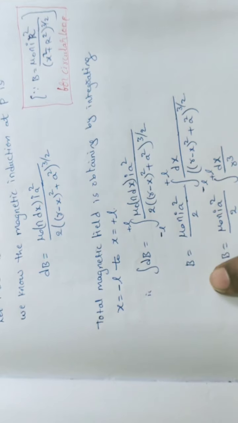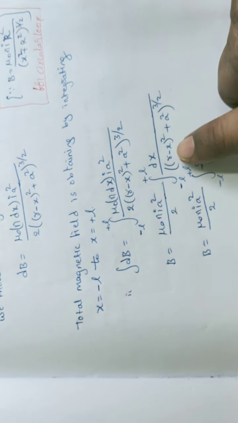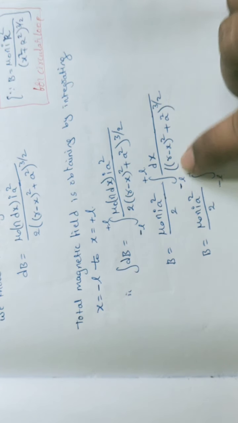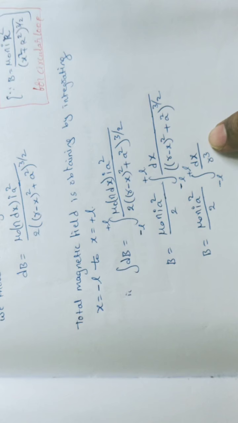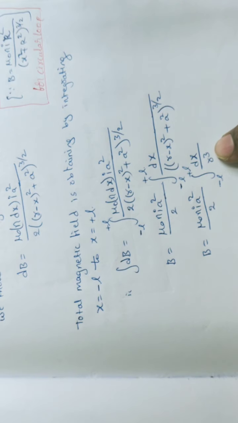The integral dB value is B only. Here, students, just imagine that (r minus x) whole square plus a square, whole power 3 by 2, the entire value, is taken as r cube only. When it becomes r cube, we will refer to it here.